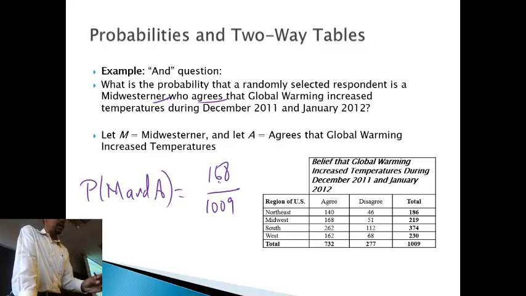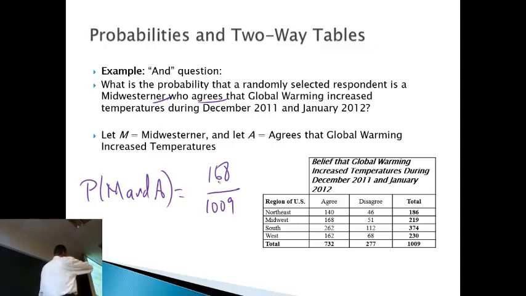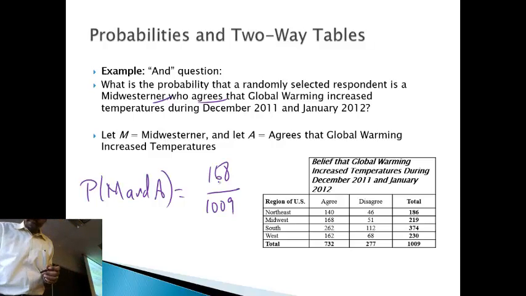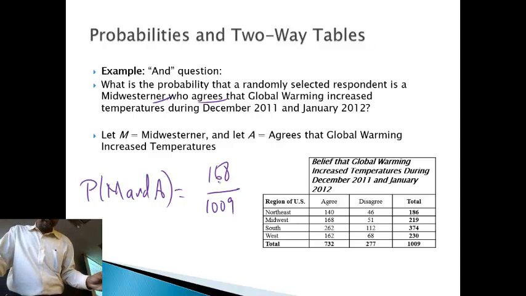Correct. 168. Midwesterner and agree will be these folks right here. And because I didn't give it a condition, you just go straight to that probability or that cell. .1665.